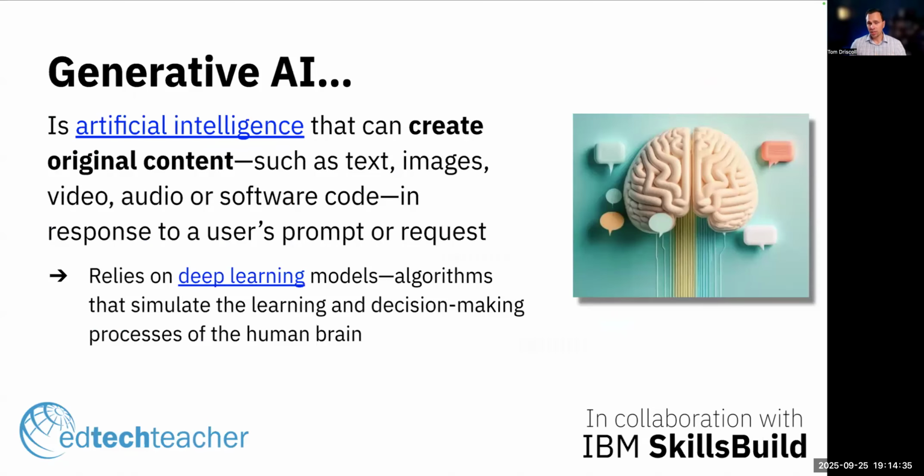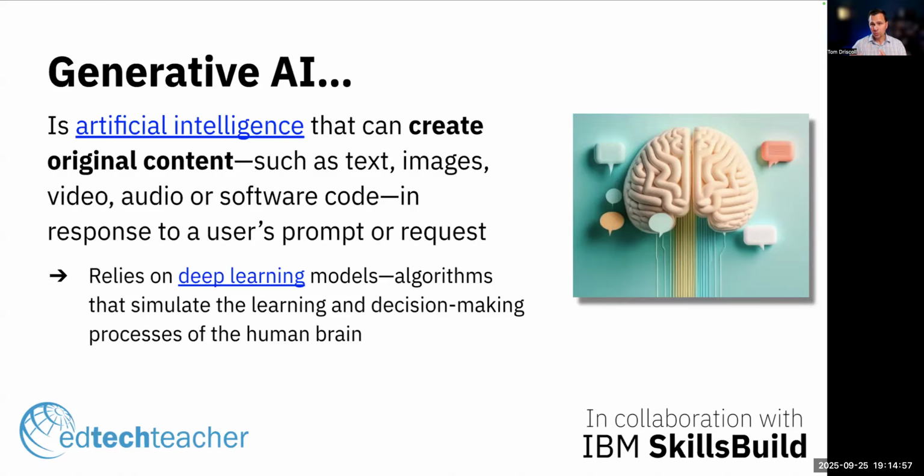And that brings us to generative AI. So why did we go through that whole process? Well, because generative AI is a type of AI that creates. Right? So think of it as a creation tool. It can create text, images, video, audio, software code, things that we haven't even really thought of yet, in response to a prompt or a request.